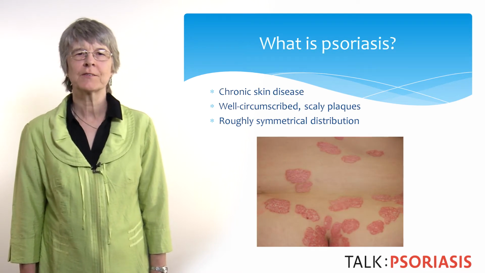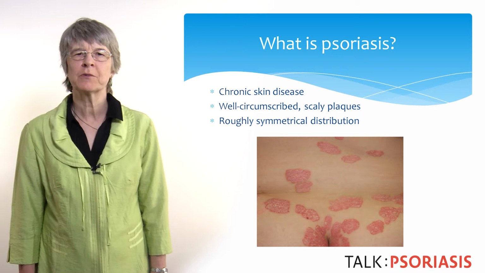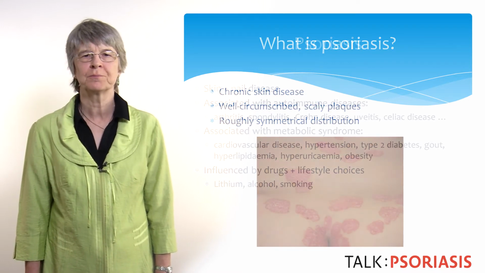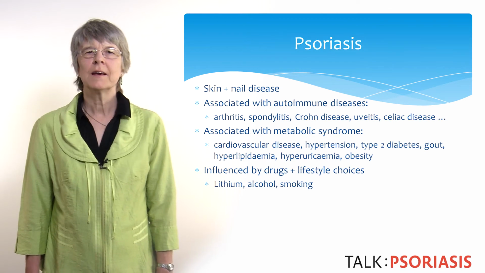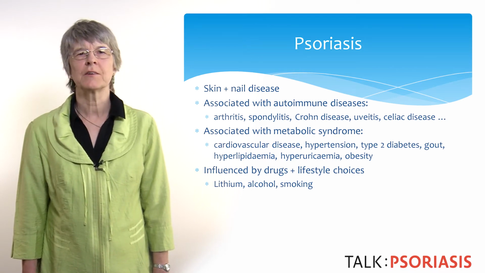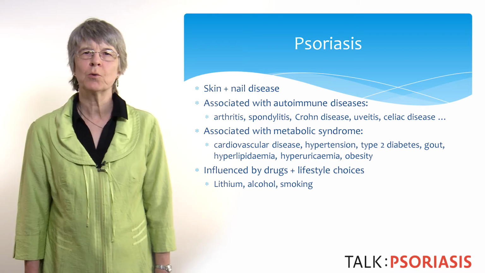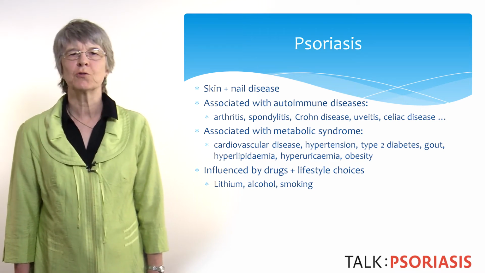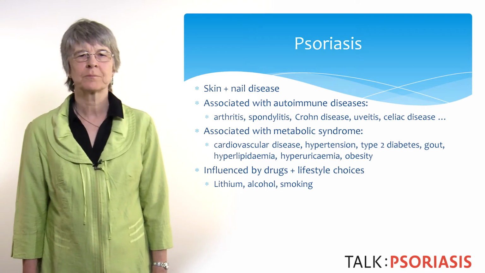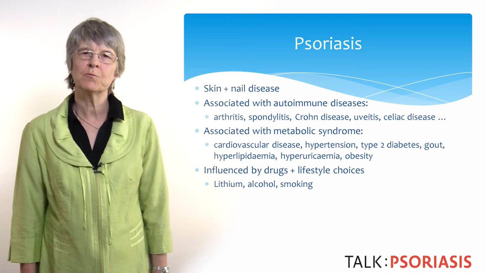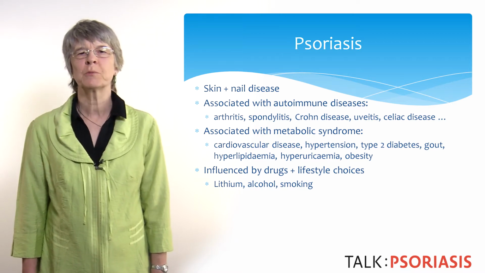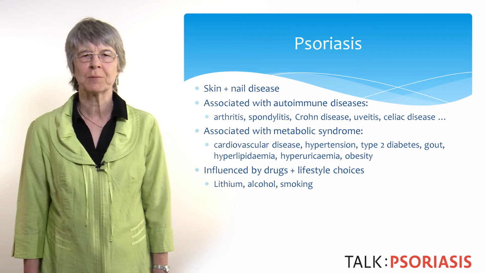Psoriasis is a chronic skin disease with well-circumscribed, scaly plaques with a roughly symmetrical distribution. It's a skin and a nail disease, associated with other autoimmune diseases, and associated with metabolic syndrome in the severe cases. Psoriasis is influenced by drugs such as lithium and lifestyle choices, particularly alcohol and smoking.